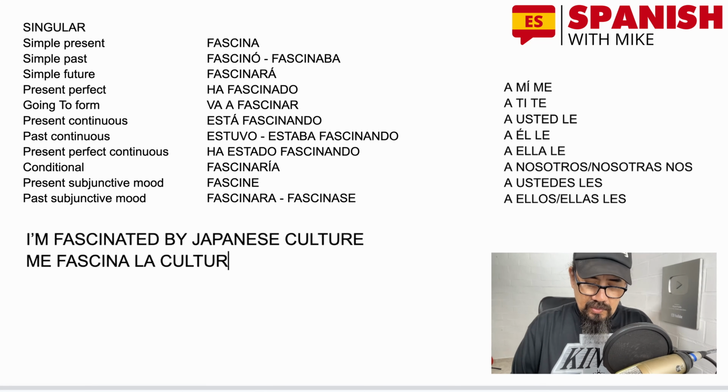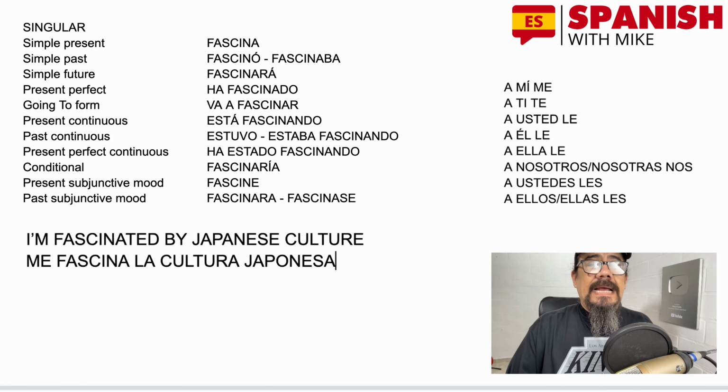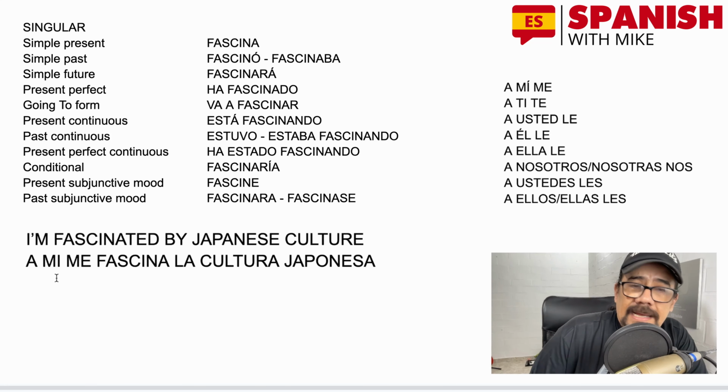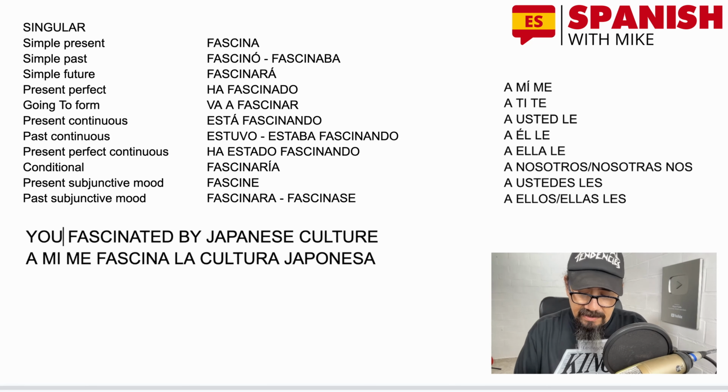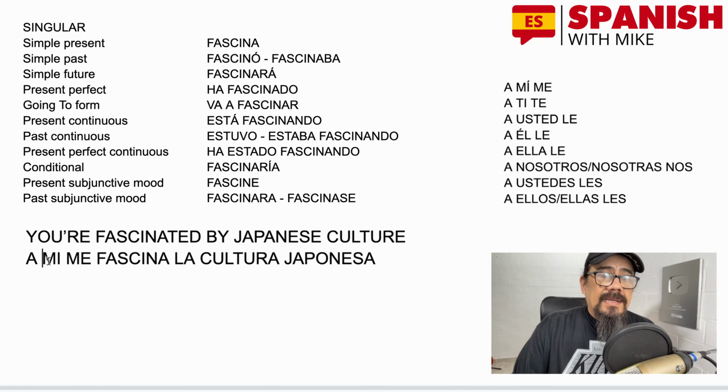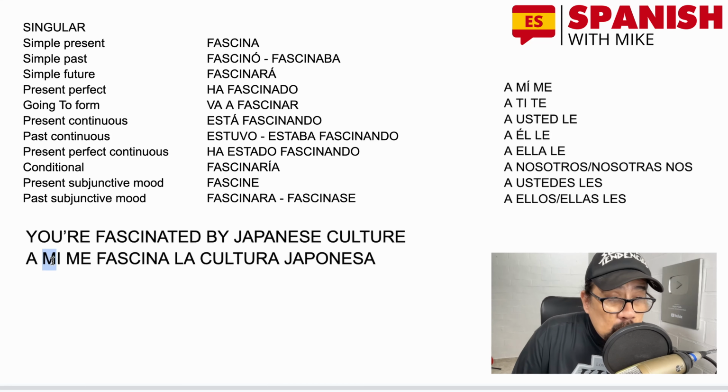La cultura japonesa. That's it. Or I can say, a mí me fascina la cultura japonesa. It's the same. I can say both. So how about not for I, but for you are? You are. And would be a ti. If it's tú, a ti te.